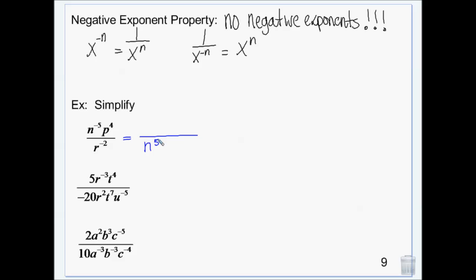You can end up with negative exponents, but then you're not really allowed to have them, so you have to move them. All right. So here I had this negative 5, so I threw it to the bottom and made it positive. Here I have a negative 2, so I throw it to the top and make it positive, and then that p to the 4 was already positive, so it stays where it is.